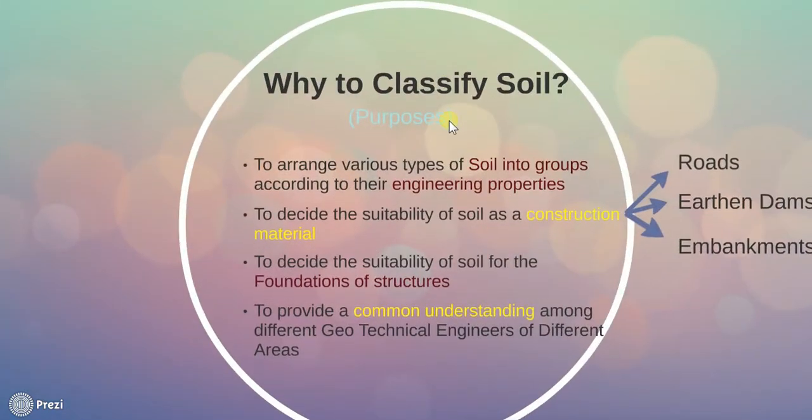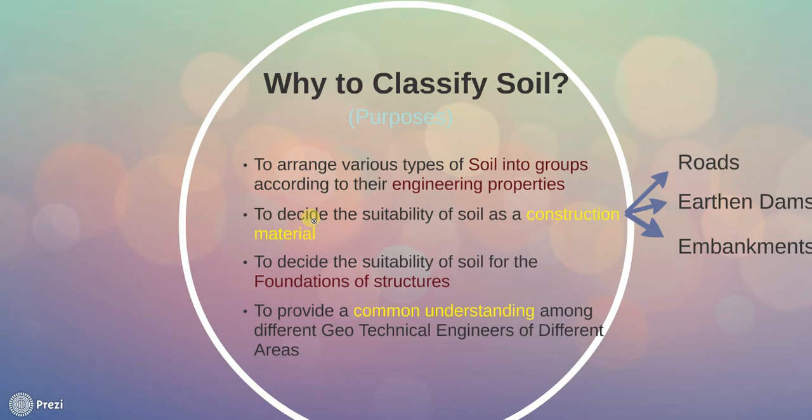Why classify soil, or what are the purposes of soil classification? Soil should be classified to arrange various types of soil into groups according to their engineering properties, to decide the suitability of a soil as a construction material for roads, earthen dams as well as embankments, to decide the suitability of a soil for the foundations of heavy structures, as well as to provide a common understanding among geotechnical engineers of different areas. That is why soil classification should be done.